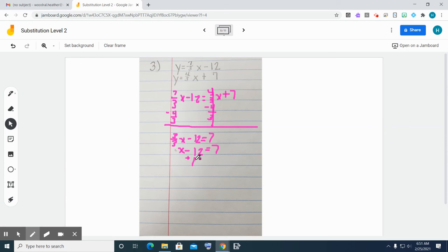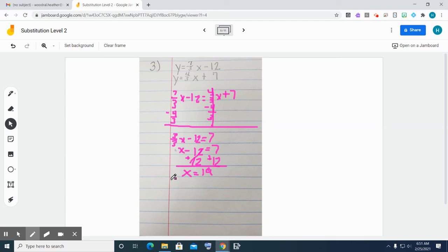Okay, so we're going to find the number that's isolated by itself. So we're going to add 12 to both sides. Leaving us with x is equal to 19. And see here, there's nothing to divide because x is already by itself.